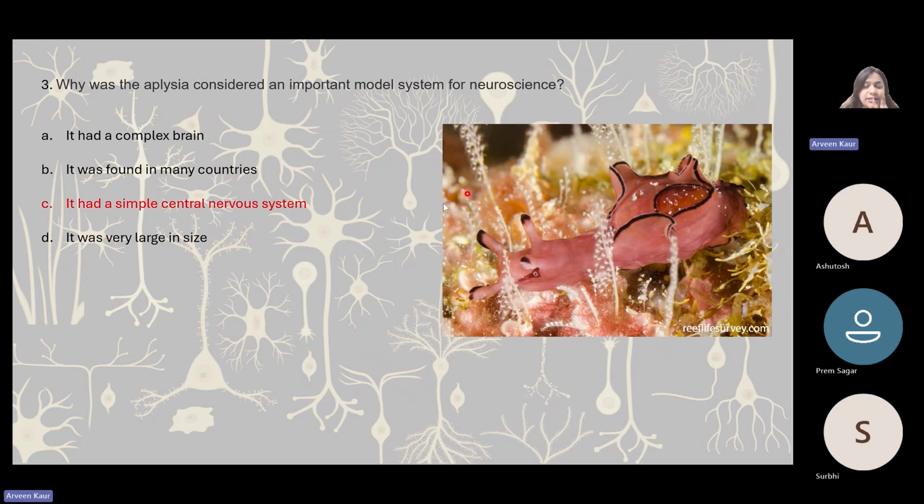So this is aplysia, right? And the correct answer is because it has a simple central nervous system. It is not too complex. So, if you are trying to stimulate some region, you can directly observe the response that it generates within the nervous system. You don't have to delve very deep. There are not too many processes involved over here. So relatively, it is simpler. That is why it is a good model organism.